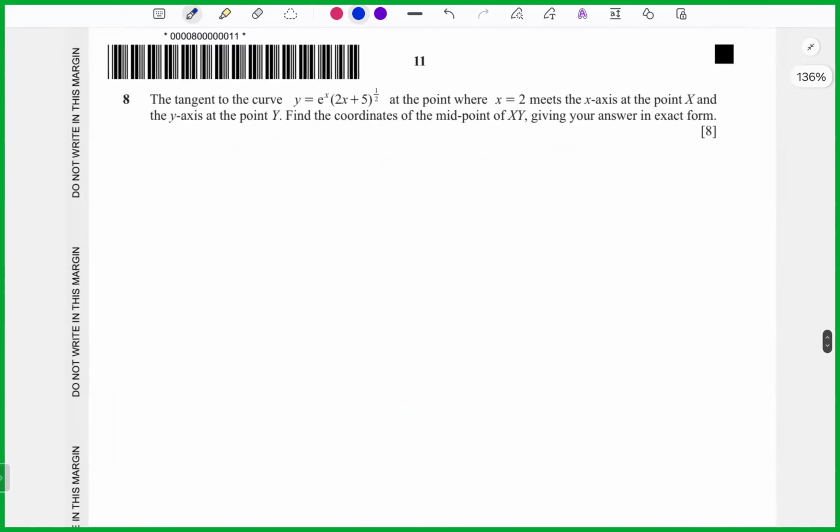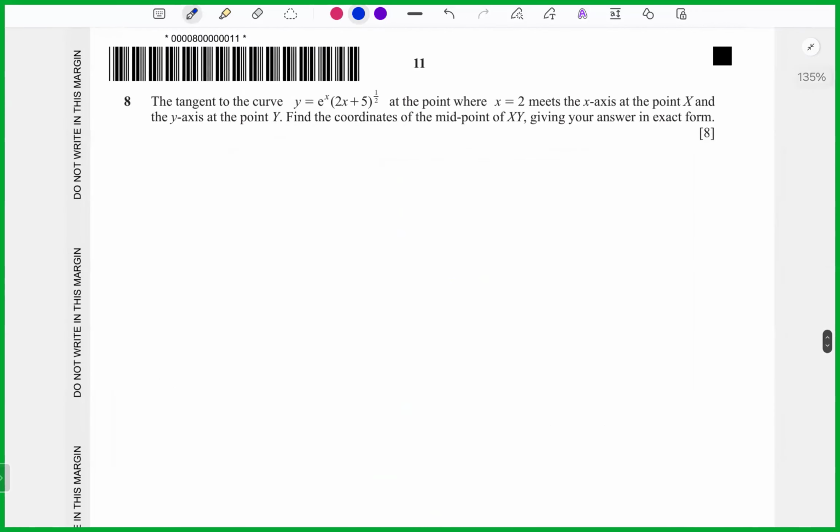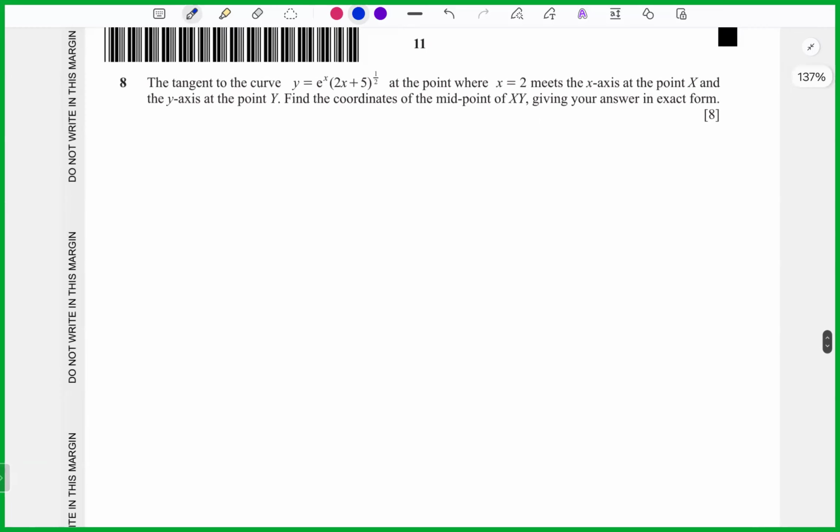Okay, let's look at question A. The tangent to the curve y equals e to the power x times (2x plus 5) to the power 1 over 2, at the point where x equals 2, meets the x-axis at the point X and the y-axis at the point Y. Find the coordinates of the midpoint of XY and give your answer in exact form.